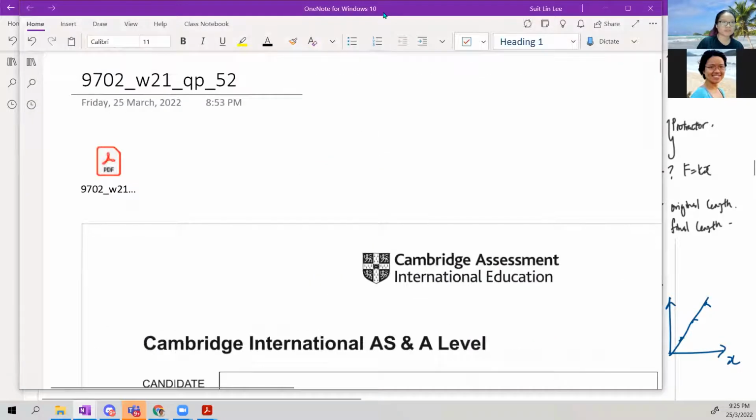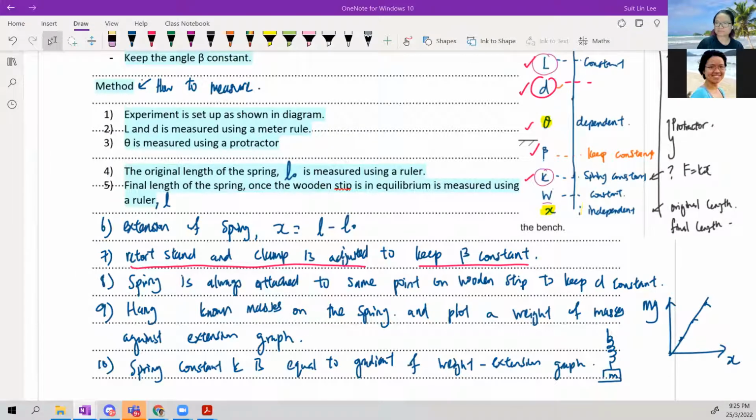Interesting, right? So how much detail do you think you need to write? Not a lot, but at least in brief sentences, tell them this is how you can do the experiment. You don't have to write another experiment inside an experiment, okay? You just need to tell them, well, to find K, I will need mg divided by x. But that will give you 1 mark. It will be better if you just mention, for different weights, plot a weight against extension graph. You can even say by measuring each extension, since our space is limited here.